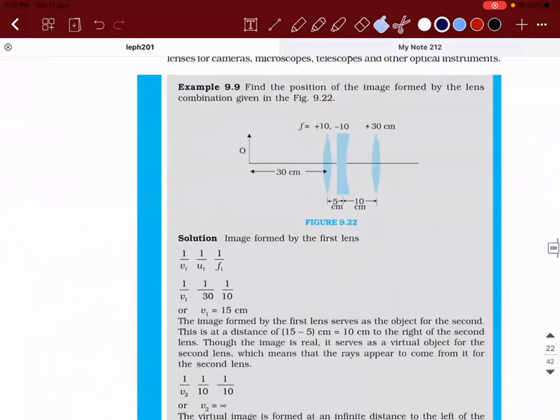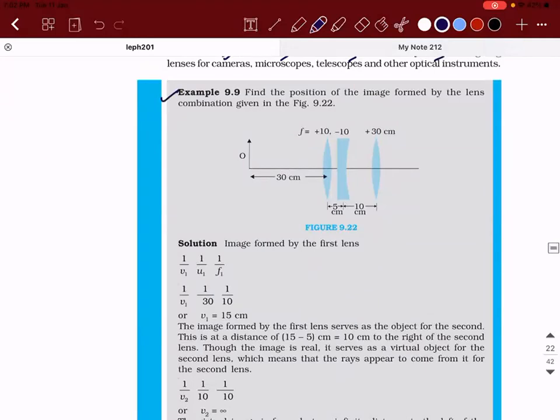Okay, now listen guys. I'll take example 9.9. In example 9.9, our job is to find the position of the image formed by the lens combination given in figure 9.2. There is an object O placed in front of a lens combination. F is equal to plus 10 centimeter, minus 10 centimeter, and plus 30 centimeter for each lens. Now we need to find the image formation due to the whole combination.